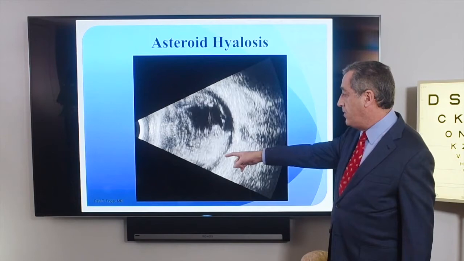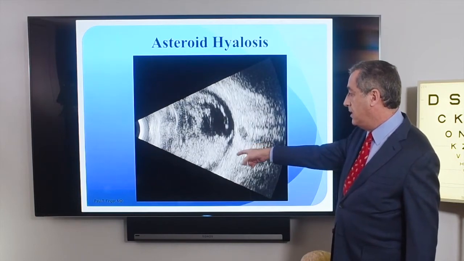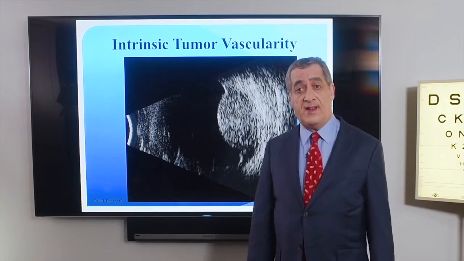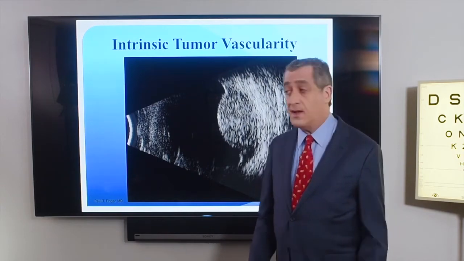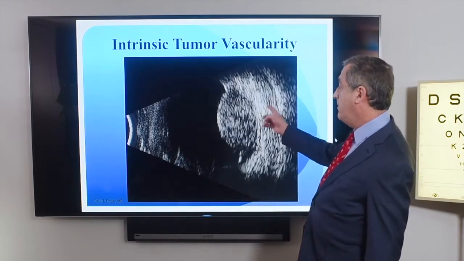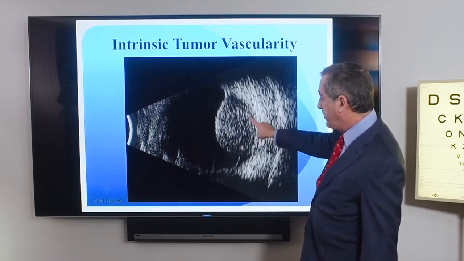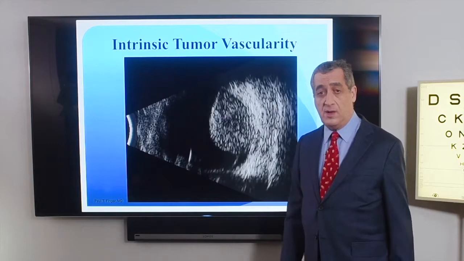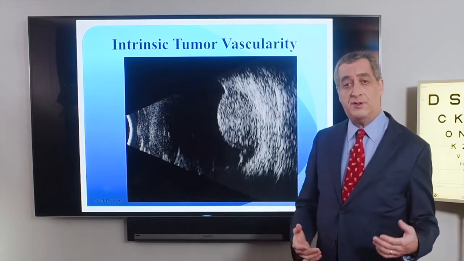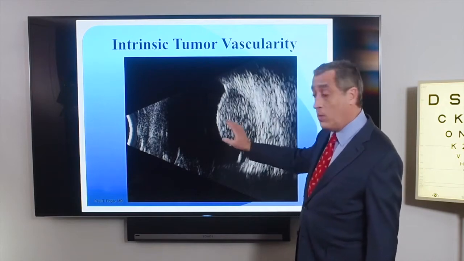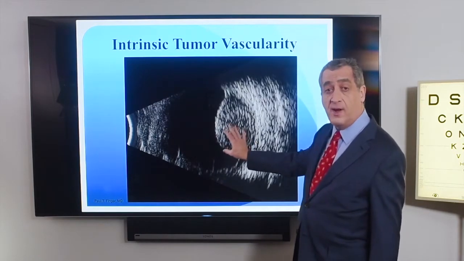You can see the material is moving with eye movements. That's called after movement. One of the most important findings in dynamic ultrasonography in ophthalmic oncology is intrinsic tumor vascularity. This is a choroidal melanoma, and you can see the twinkling inside. That's blood flow. Things like hemorrhage and other tumors won't necessarily have blood flow.